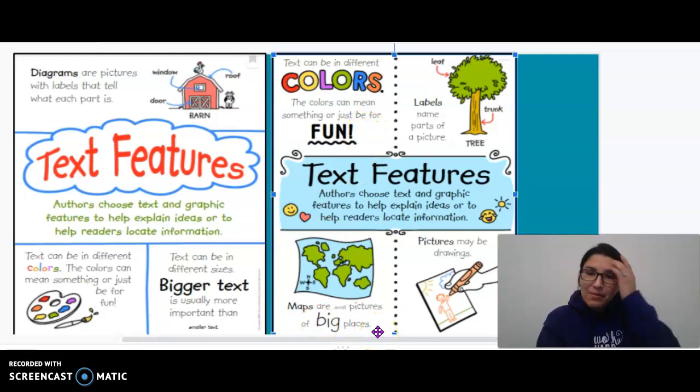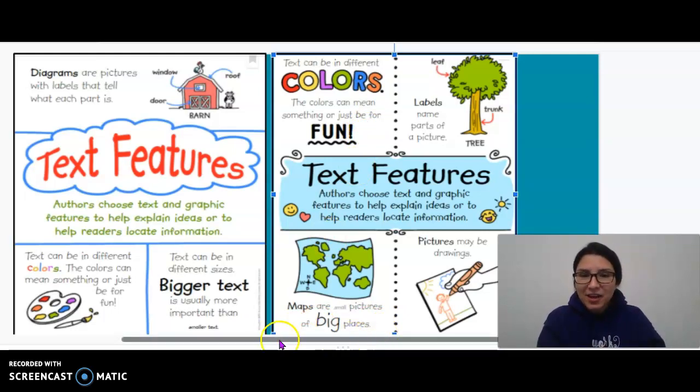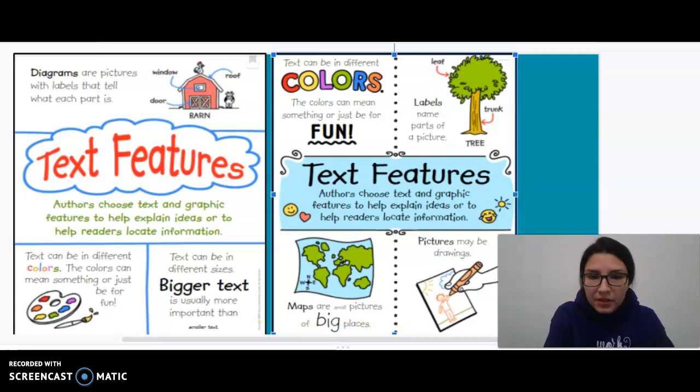Maps. Go ahead and say that with me. Maps. Excellent job. Maps are small pictures of big places. Okay, so here's this little example. Next one is pictures. Pictures may be drawings. So this is something that someone is doing. They're drawing, right? It's not taken with a camera. It's not a photograph. It's a picture drawing.